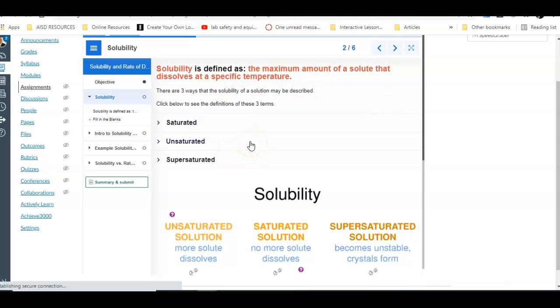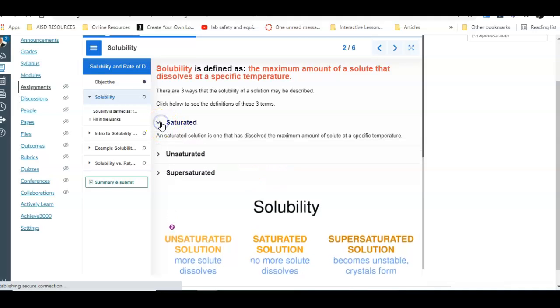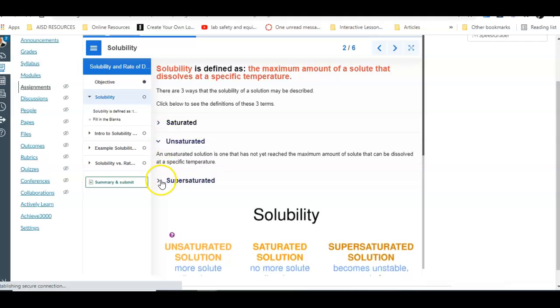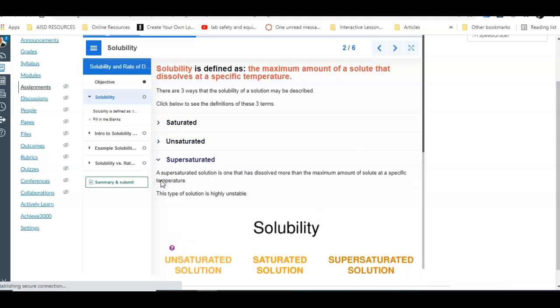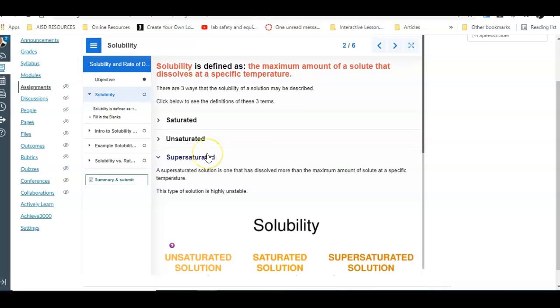slide on today's lesson. Defining solubility. You define what a saturated solution is and what an unsaturated solution is, and also a supersaturated solution. So these are the three ways that the solubility of a solution can be described. So you need to know the difference between all those three.